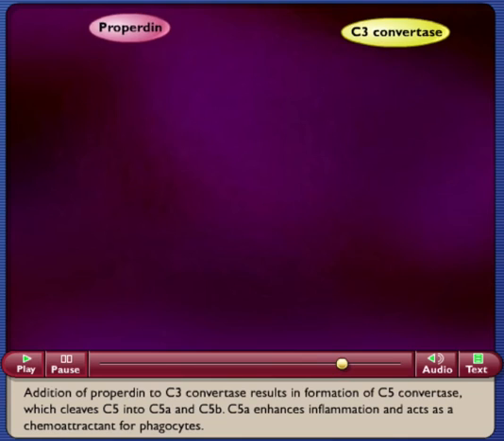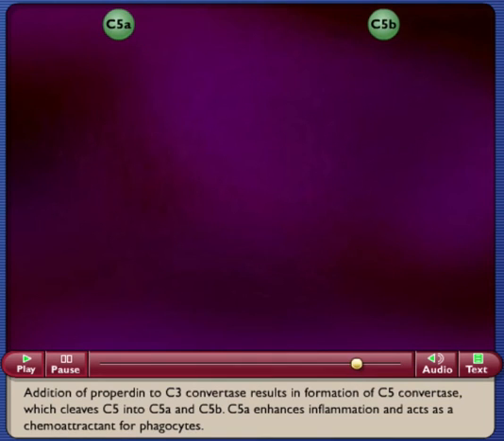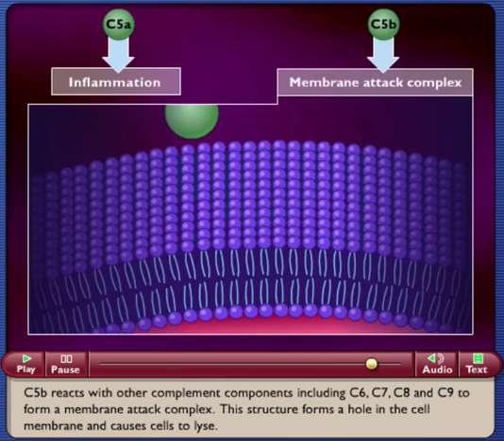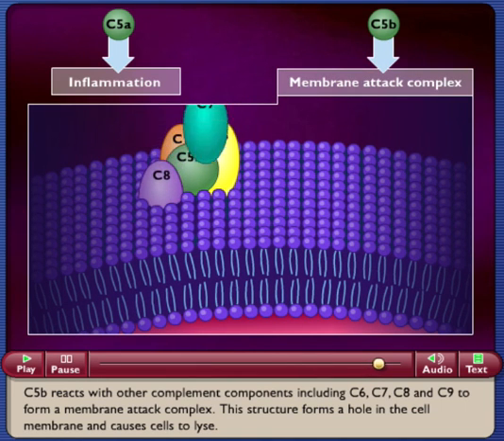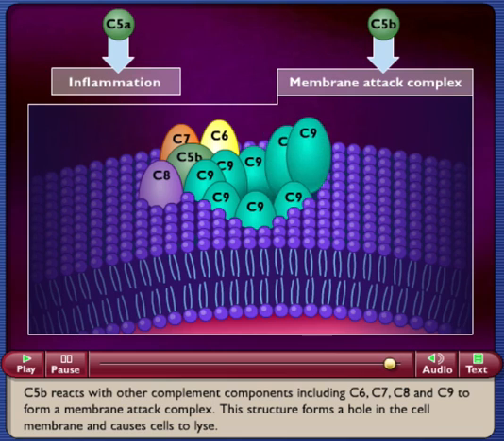Addition of properdin to C3 convertase results in formation of C5 convertase, which cleaves C5 into C5A and C5b. C5a enhances inflammation and acts as a chemoattractant for phagocytes. C5b reacts with other complement components including C6, C7, C8, and C9 to form a membrane attack complex. This structure forms a hole in the cell membrane and causes cells to lyse.